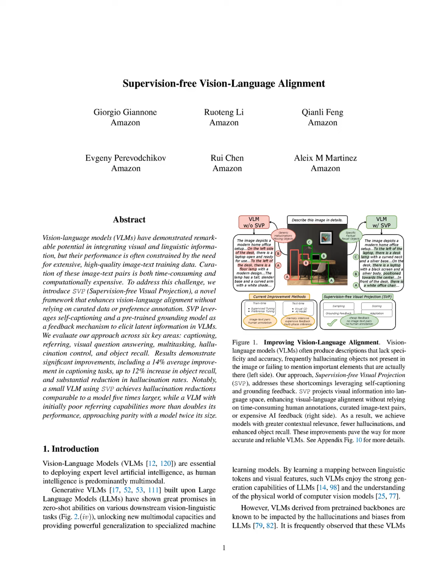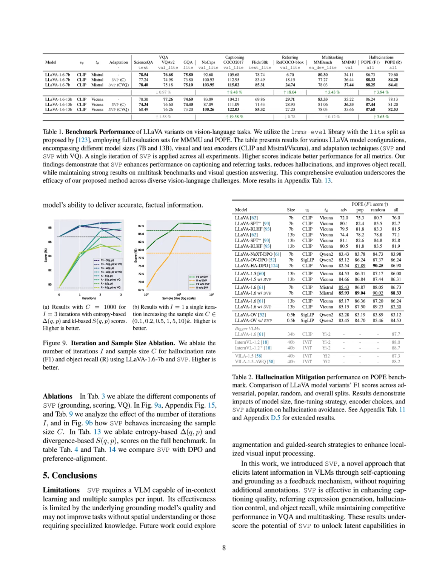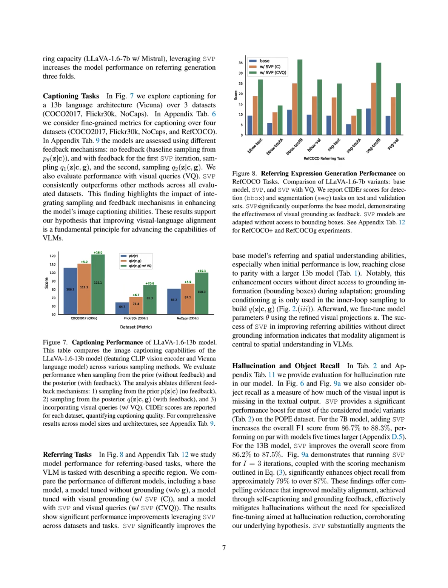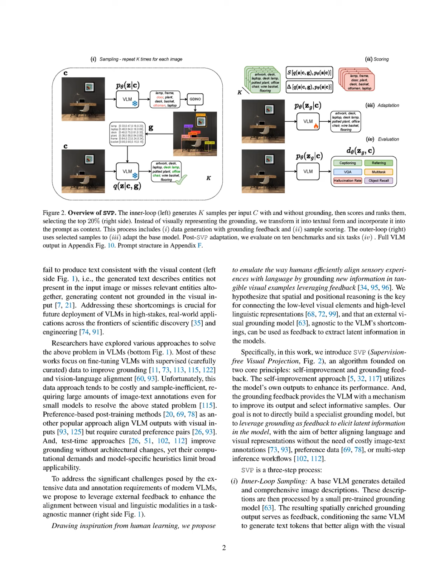In terms of hallucination control, SVP increased the F1 score from 86.7% to 88.3% for a 7B model, matching the performance of much larger models. Additionally, object recall improved from approximately 79% to over 87% after 3 iterations of SVP. These results indicate that SVP effectively enhances vision language alignment, leading to better performance in generating accurate and contextually relevant outputs compared to baseline models, thereby validating the hypothesis that improved modality alignment is crucial for VLMs.